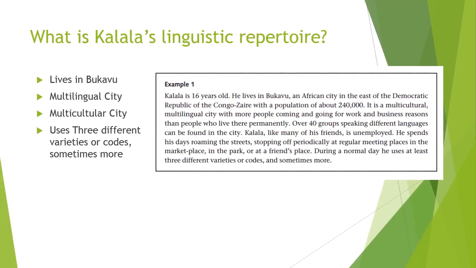To understand polity, we can look at example number one. This example describes Kalala, a 16 year old boy who lives in Bukavu. Bukavu is a multilingual city and also a multicultural city. He uses three different varieties, or even sometimes more, in different social contexts.